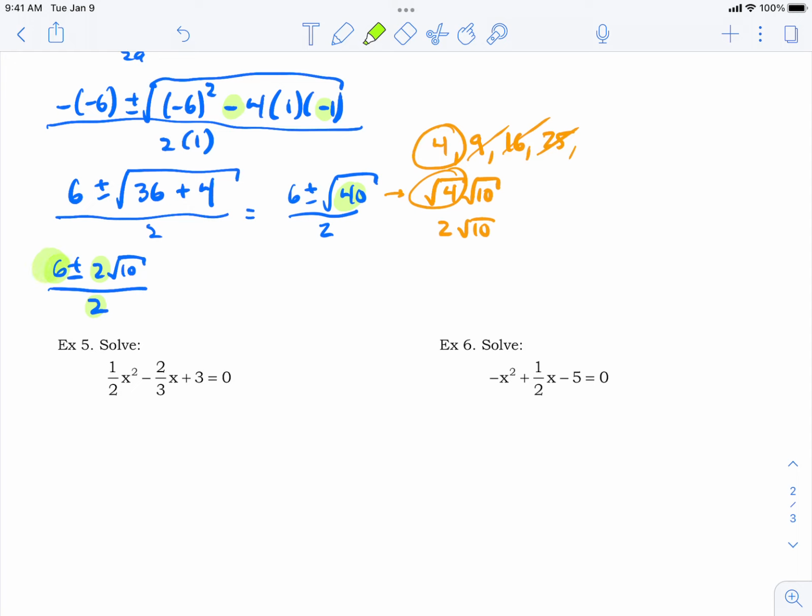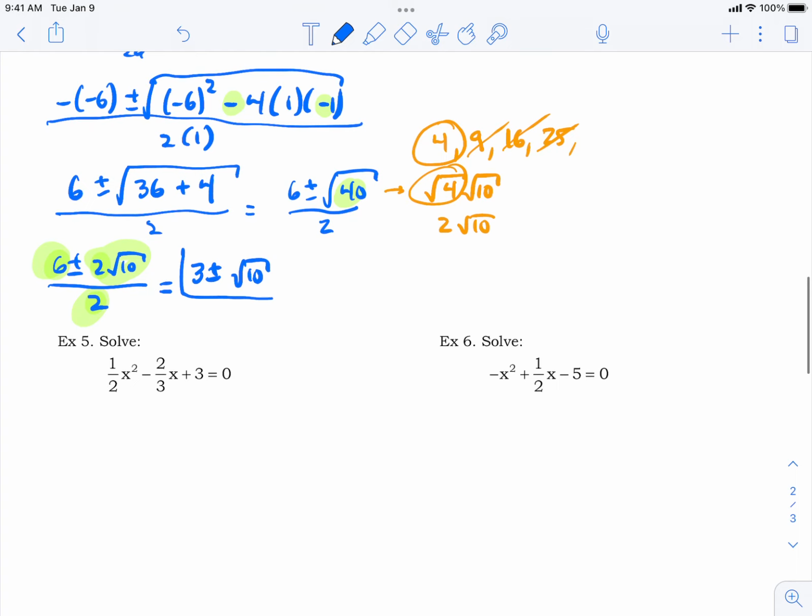Here I got 3 zones. I got the 6, I got this thing, and I got this thing. And I can cancel 2's in all of the zones. So I can cancel 2's. 2 goes in the 6 3 times. The 2 there will cancel. It's just a radical 10. And then it's all over 1. And I don't care about over 1. So there, it reduces to just this.